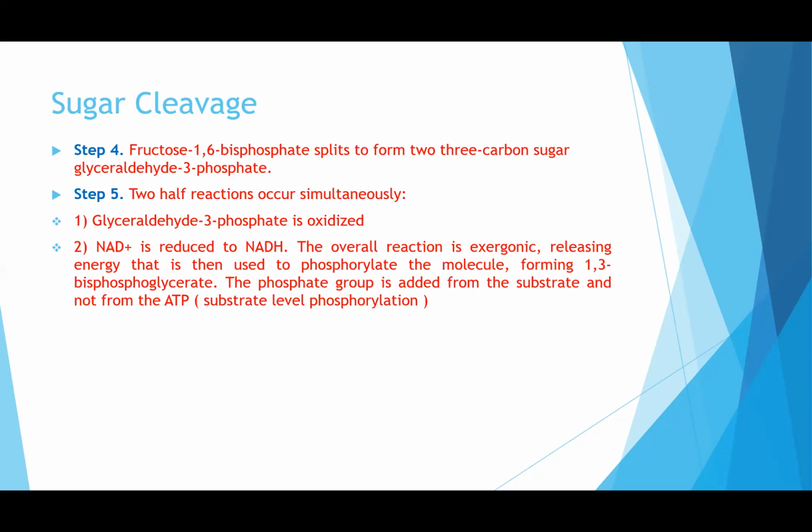Three things, not two, three. Number one, the aldehyde is oxidized to glycerate. Second, its hydrogen is added to NAD to make it NADH. Third, in the reaction energy is released, and that energy is used to add a phosphate group to the phosphoglyceric acid, and this phosphate is from the substrate, which requires energy. That energy is provided by this exergonic reaction.